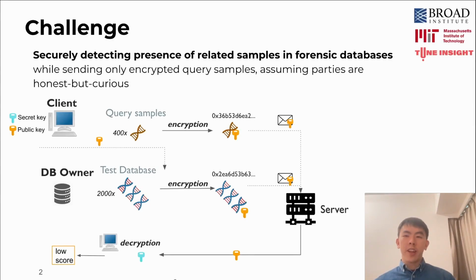In this challenge, the client holds 400 query samples and wants to know for each sample whether there exist some relatives in a test database of size 2000. All data are represented by their genotypes, and they are kept by different parties, so they will have to be encrypted homomorphically and sent to a third party for computation. The third party, upon receiving the 2,400 samples, will homomorphically decide whether to upload a low score or a high score depending on if there is a relative in the database.